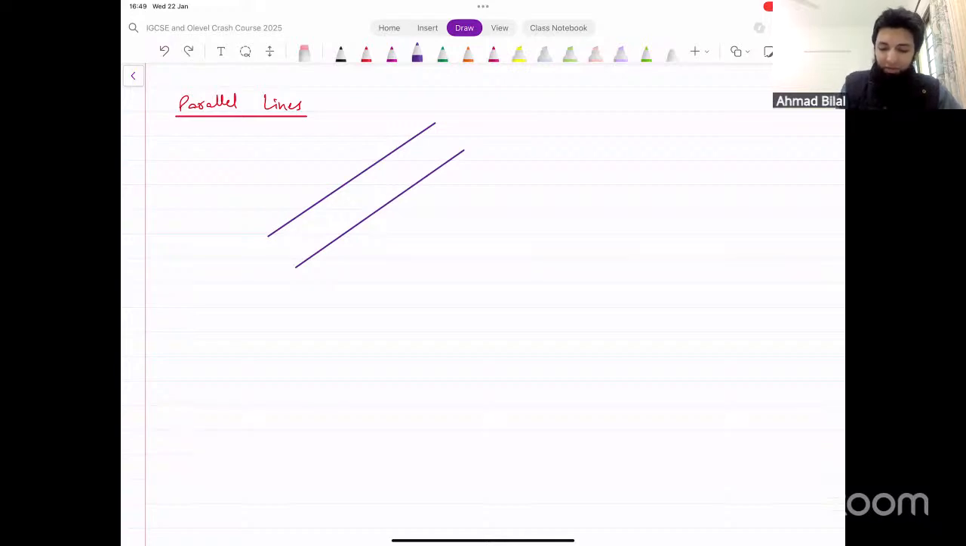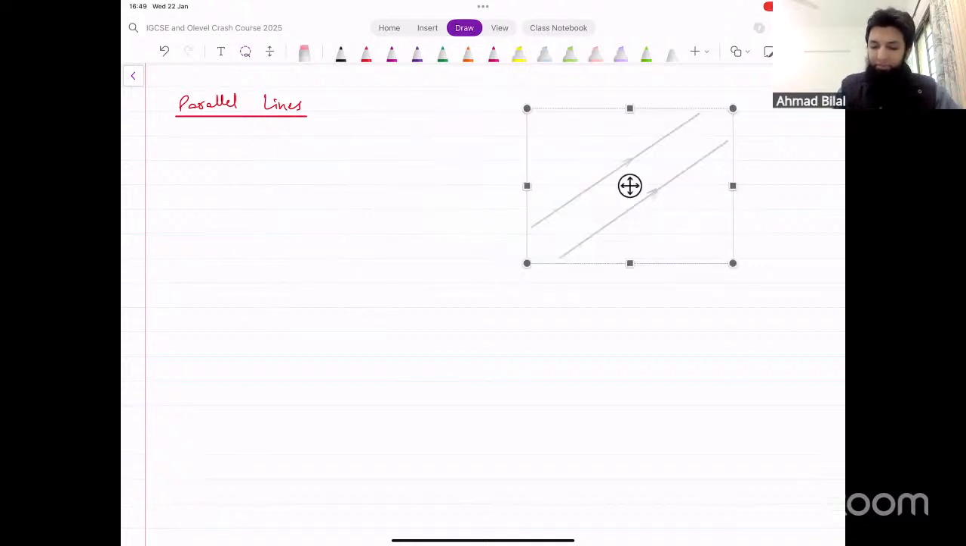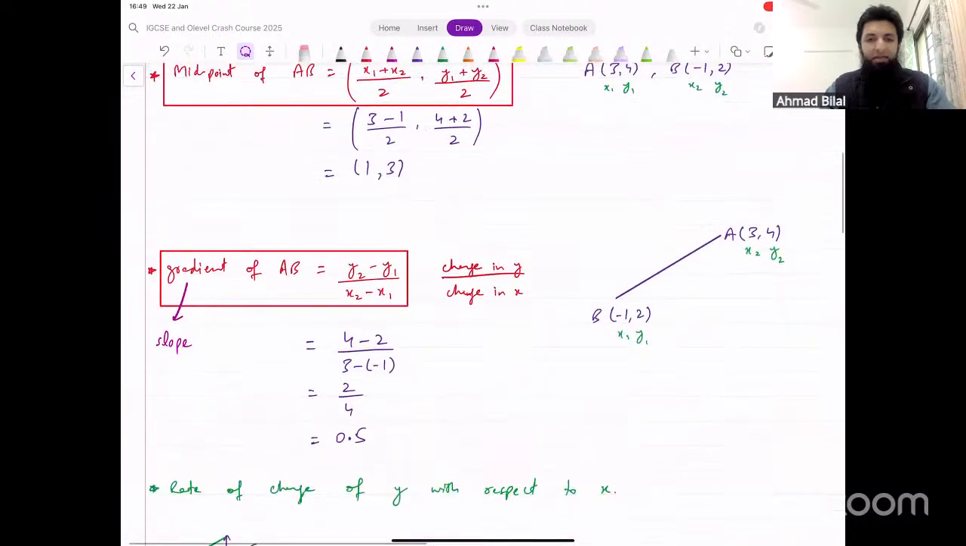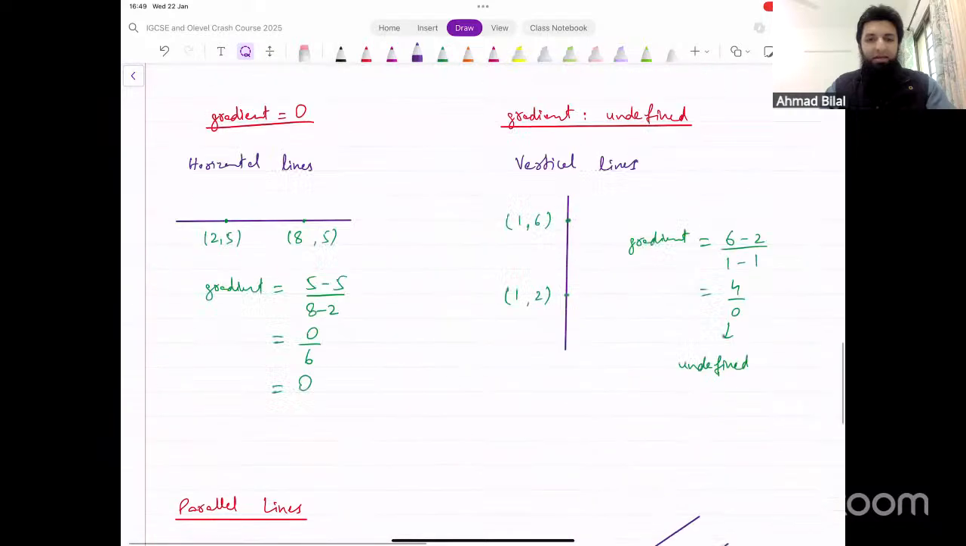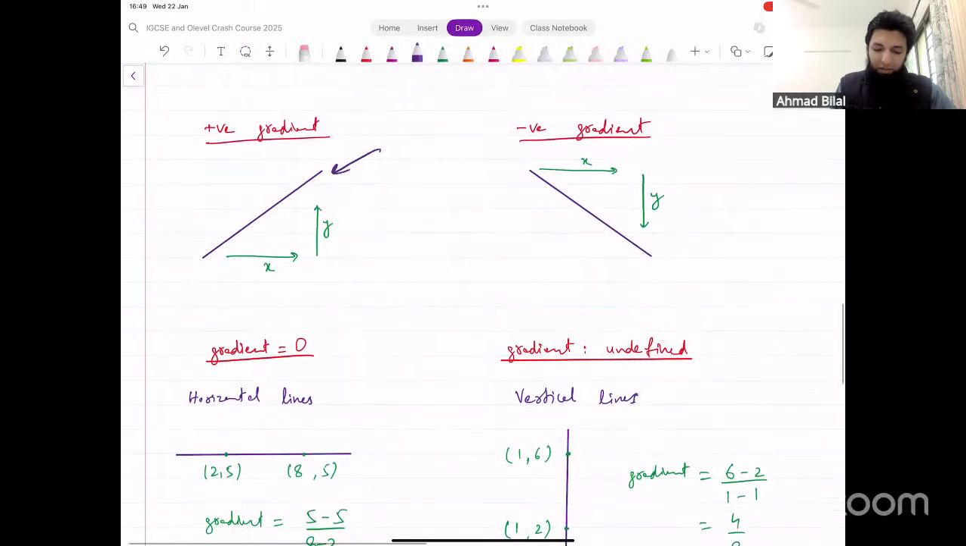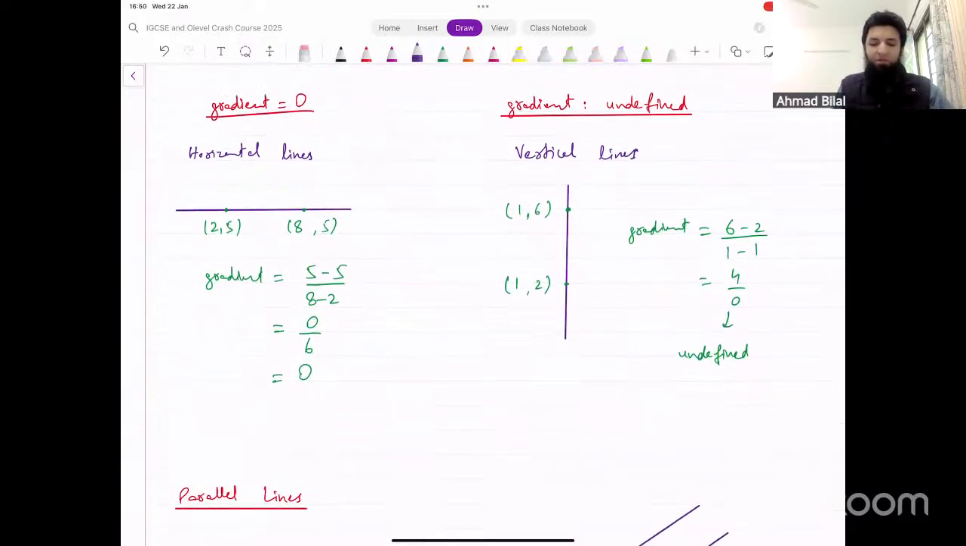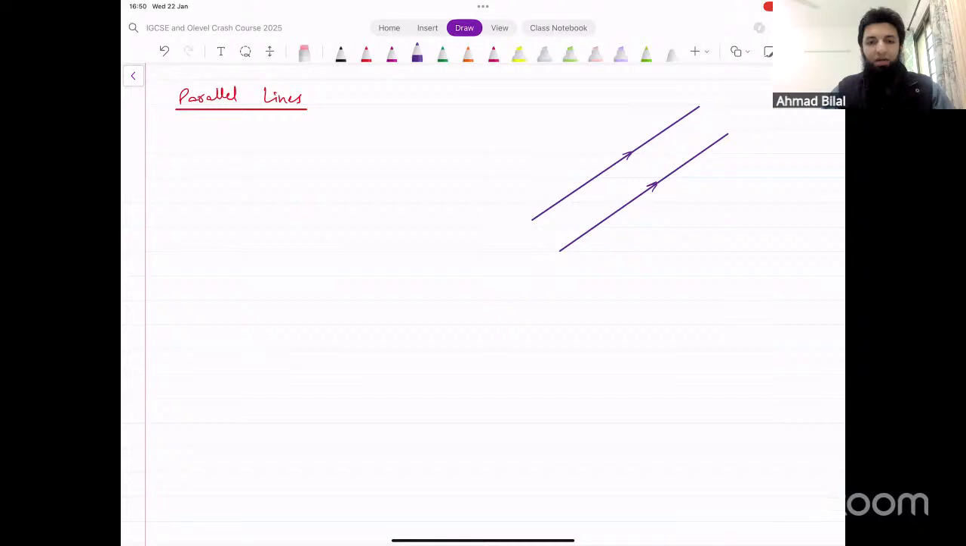Now, there's something that you need to know about the gradients of these lines. What does gradient represent? Gradient, in a way, is telling you the direction of the line, right? So these lines had positive gradient when we were going in the upward direction. When we were going in the downward direction, the gradient was negative. When the direction was horizontal, gradient was 0. When the direction was vertical, gradient was undefined. So gradient, in a way, tells you the direction of the line.